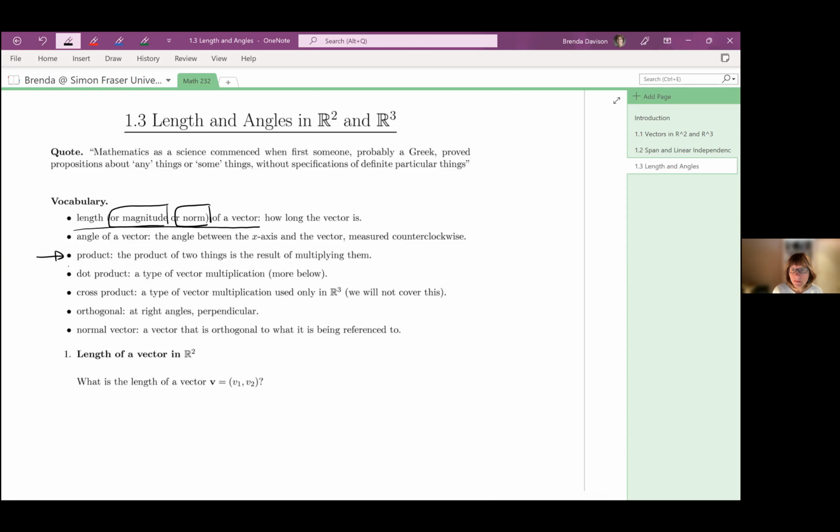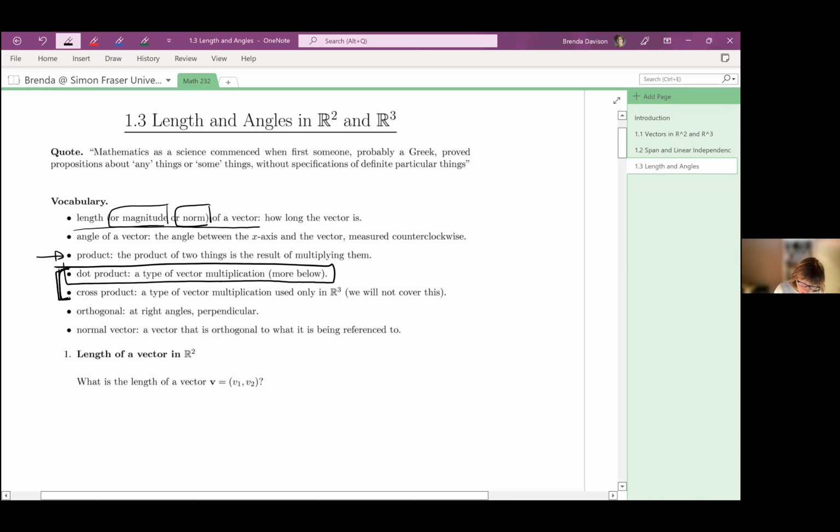And there are two types of vector multiplication. We previously have seen how to add and subtract vectors and how to multiply a vector by a scalar. But as of yet, we haven't seen how to multiply two vectors together. And there are two types of that process. This is very different from regular numbers. So there are two types of vector products: the dot product and the cross product. We will be exclusively focusing on the dot product. And there's going to be a bunch more about this below.